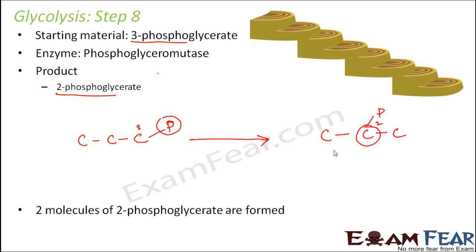So here 2 molecules of 2-phosphoglycerate are formed. Again, please note that everywhere after step 5, 2 molecules are being formed. That is because in the previous step 2 molecules of the product were formed. So when you have 2 molecules of the starting material, the entire step will take place twice, once for each molecule. Therefore 2 molecules of the product will be formed.